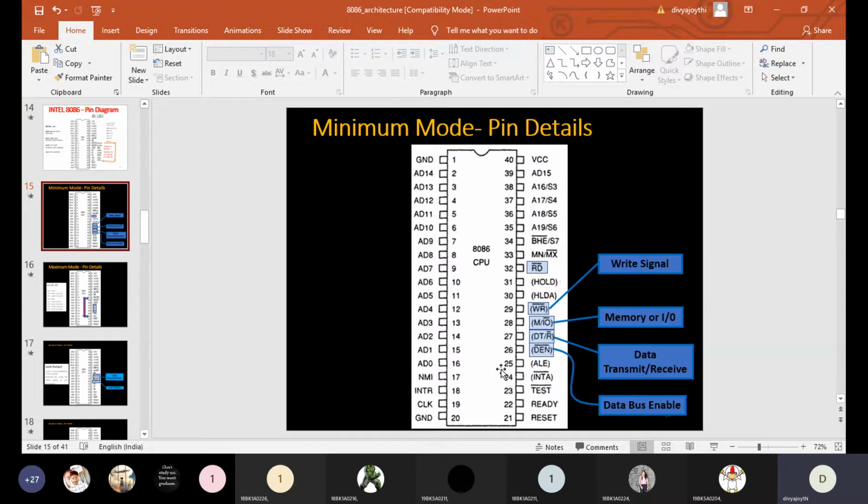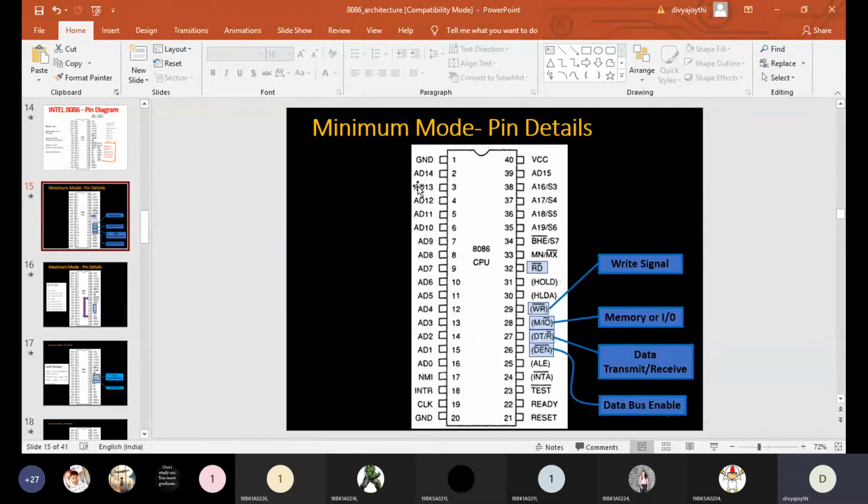Now coming to pin number 25. Pin number 25, ALE. It stands for address latch enable. If pin number 25, that is ALE, is equal to 1, then whatever the multiplexed pins are there, whether they are address and data multiplexed or address and status multiplexed, they will be demultiplexed.